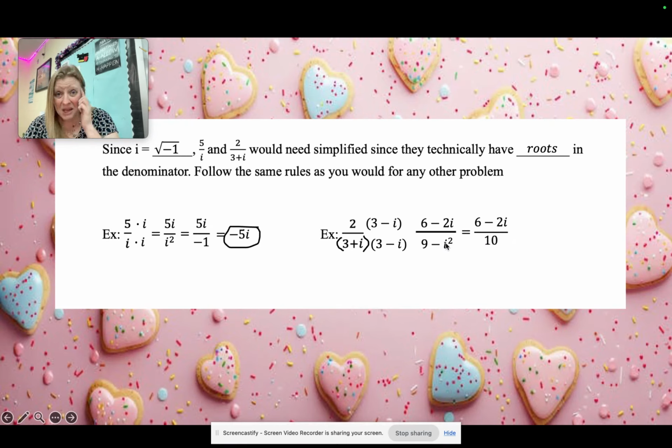Now I'm doing this in my head. 9 minus -1 is 10. Reminder, we can't do 6 minus 2i. They're not like terms, so we can't do anything with that. The only thing I look for is if all 3 of these have something in common, and they do, I can divide them all by 2, so I will. Right, now I'm done with that problem.